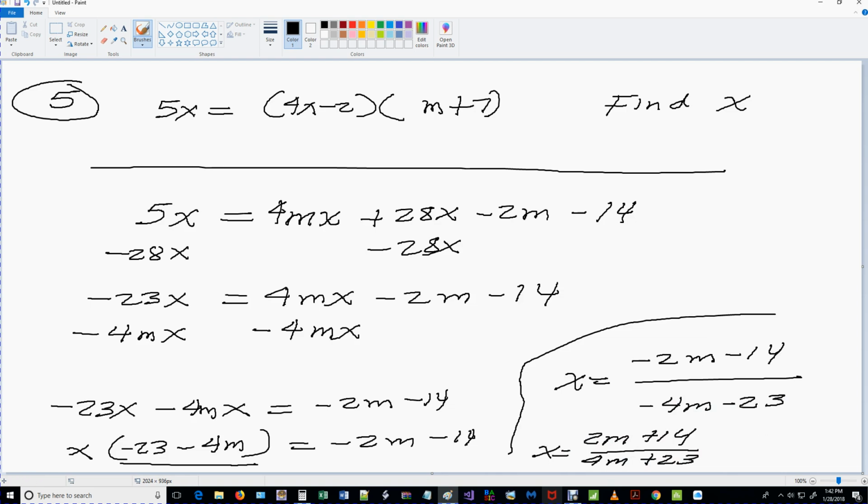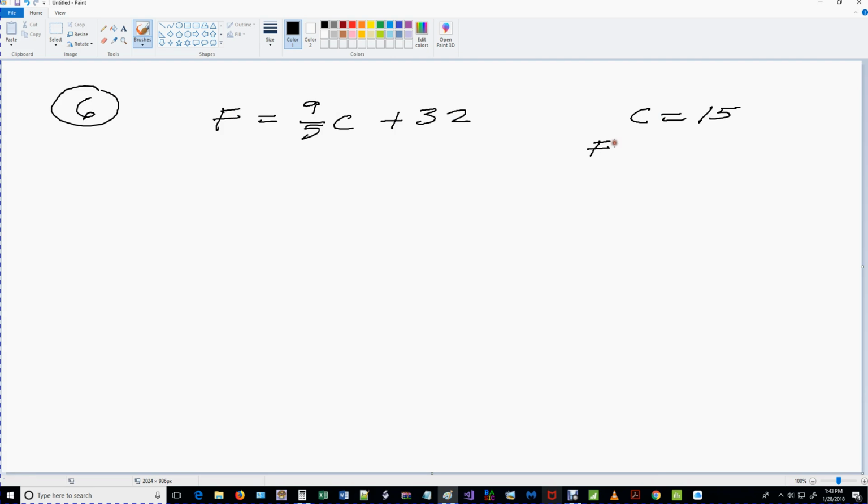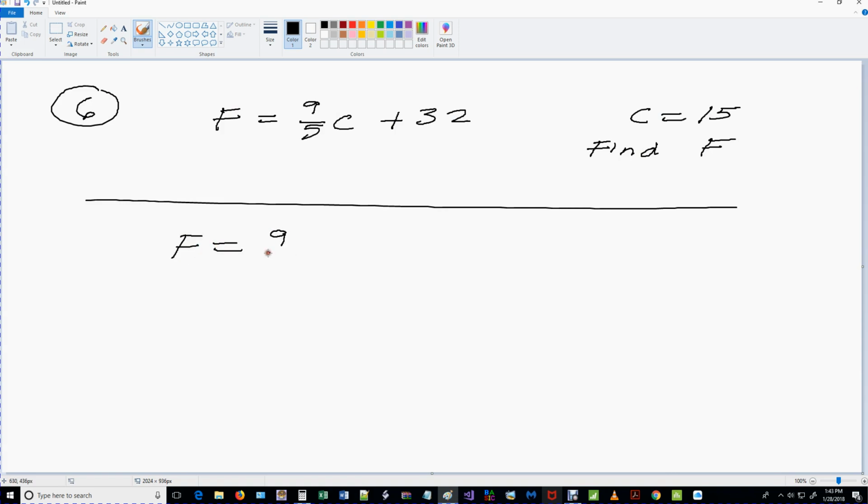Alright, next thing will be number 6. The problem here is F equals 9 over 5 C plus 32. This is a formula for temperature. C is in Celsius, F is in Fahrenheit. So if C is 15 degrees, we need to find the Fahrenheit temperature. Alright, so the way we do it is F equals 9 over 5.